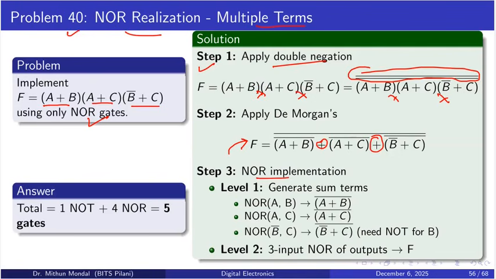For NOR implementation level 1, A plus B bar you get from the NOR of A and B. A plus C bar we get from the NOR of A and C, and for B bar plus C, we need a NOT operation on B bar, and then the NOR operation of this one. Then the outputs of these gates we need to connect in level 2 to get the output F. So in total we have 1 NOT plus 4 NOR, so we basically have 5 gates in total required.